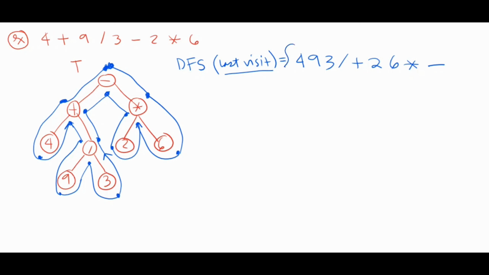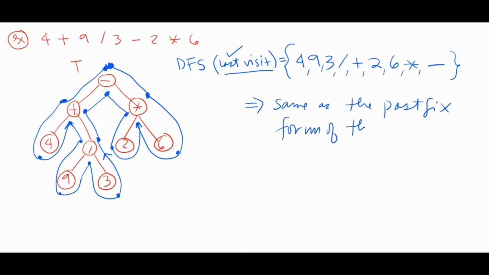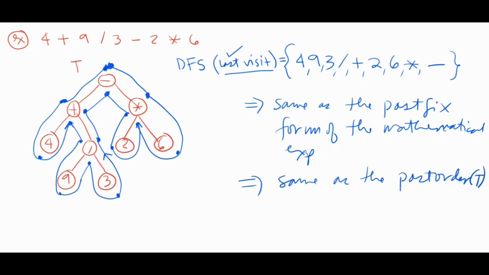And notice that what we listed here are the nodes visited on our last visit of that nodes. And notice that this is the same as the postfix form of the mathematical expression. And also this is the same as the post order of T, right?